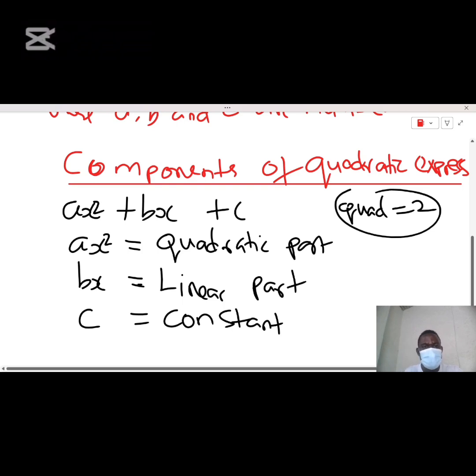Let us look at examples of quadratic expressions in the next video.